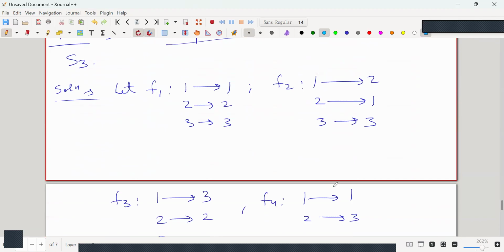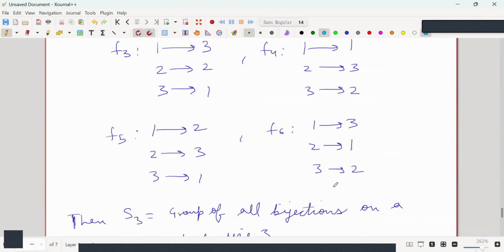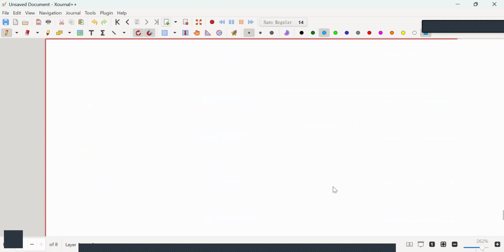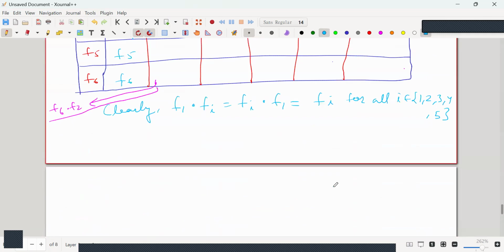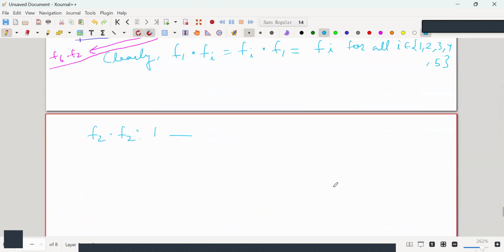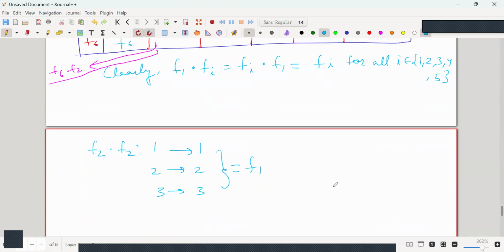So F2 times F2 will map 1 to 1, right? Maybe I can just show here. So what is F2 times F2? This will be sending 1 to 1 and the same 2 to 2 and then 3 to 3. So this is in fact equal to F1, right? Because F1 is also doing the same thing.